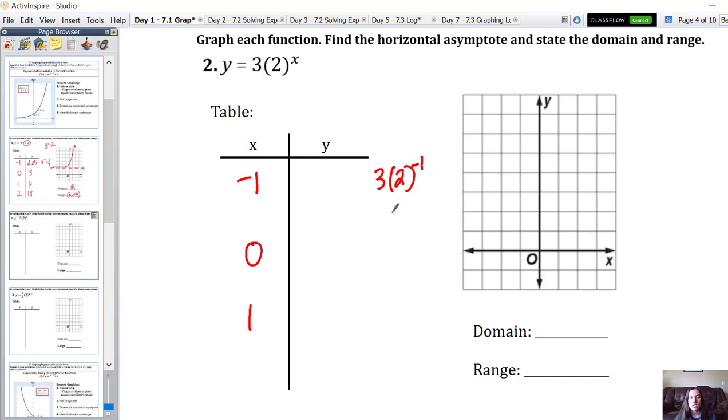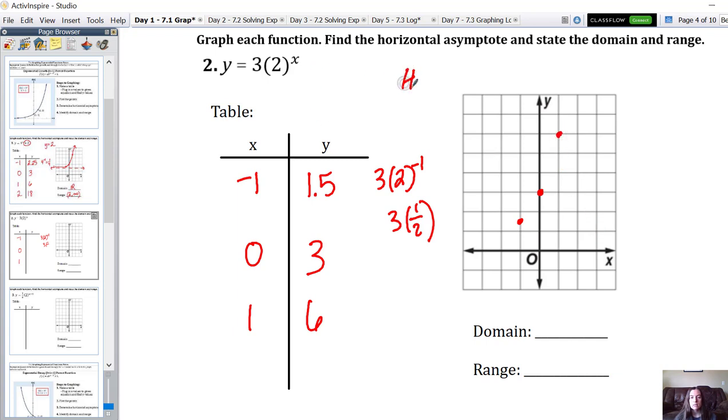So 2 to the -1 is 1/2, which means we have 3 times 1/2. Not 1/3, 1/2. And 3 times 1/2, 3 over 2 is 1.5. Substituting 0, 2 to the 0 is 1, 1 times 3 is 3. Substituting 1, 2 to the 1 is 2, times 3 is 6. So we've got the points -1, 1.5, 0, 3, and 1, 6.